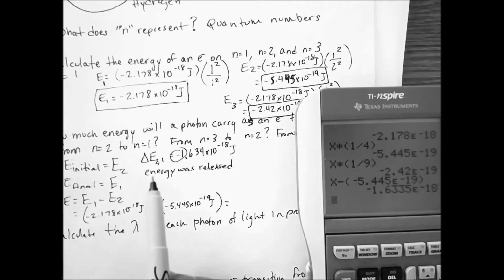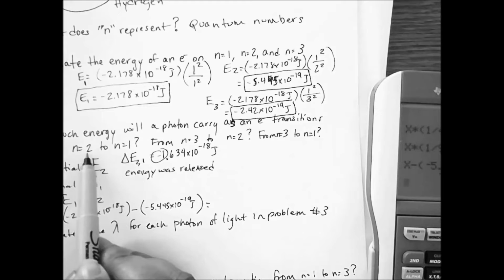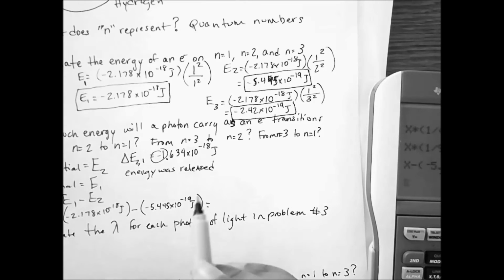Alright? So on here, my delta E is negative because we lost that energy. So the photon is the package that's carrying that energy away. That's the second to the first, going from N2 to N1. So from N3 to N2, how do I do that? I'm sorry, from N3 to N2, if I said that incorrectly.